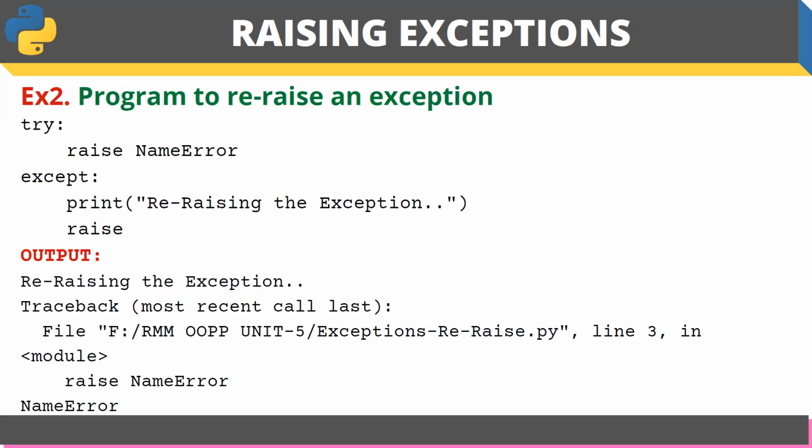Now, another example program to re-raise an exception: try, raise NameError, except, print re-raising the exception, and raise. Whenever we execute this program, in the try block we first raise the NameError, so it goes to the except block, prints re-raising the exception, and gives the traceback. Normally it won't give a traceback whenever we handle the exception, but here the traceback is given because of the raise, and it simply prints the NameError.